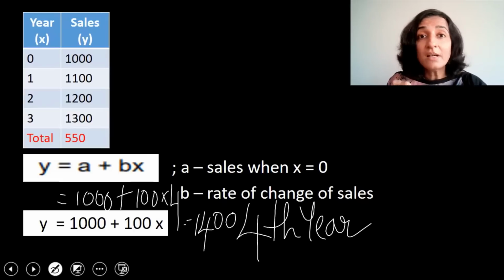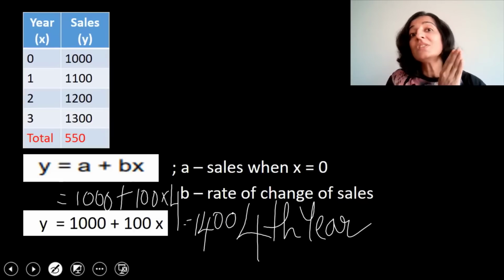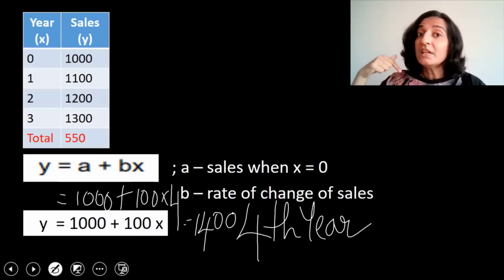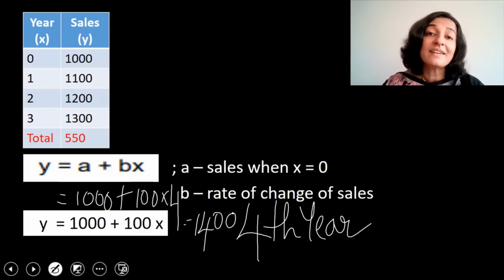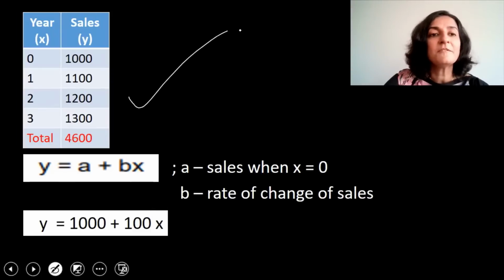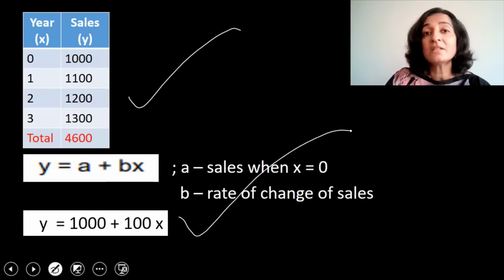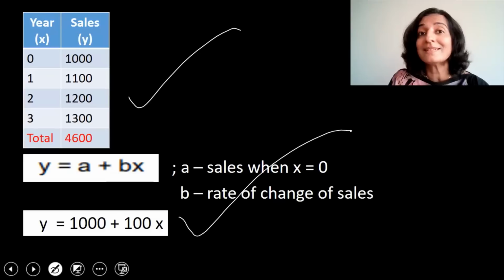We are establishing a pattern of sales based on the historical data so that we can forecast the sales of the next year. So that's the main purpose of the trend line. Now, since the figures given in the table were quite easy, we were able to establish the trend line very quickly. But in the practical scenario, the figures might be bigger and we may not be able to establish the pattern or the trend just by looking.